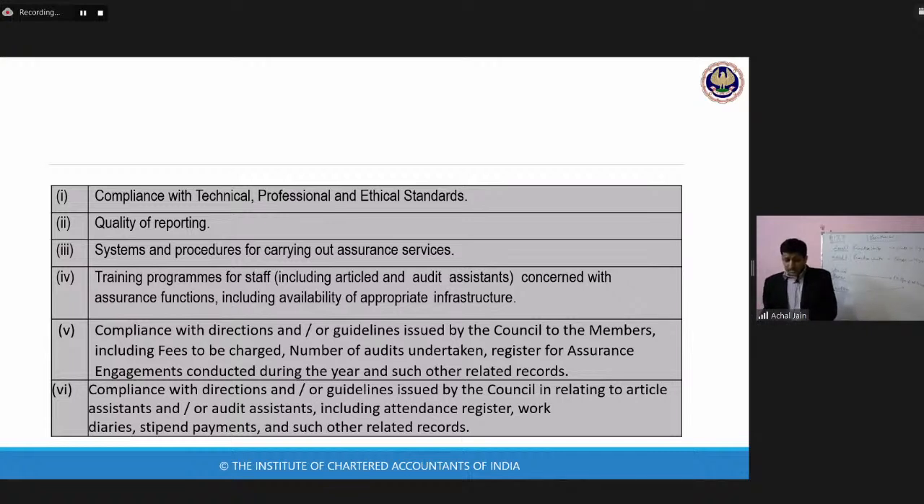But before this, let's quickly have an understanding about the peer review board, because that's the authority, that's the board which has been getting all of these things done. So let's understand about this board first of all. Peer review board.